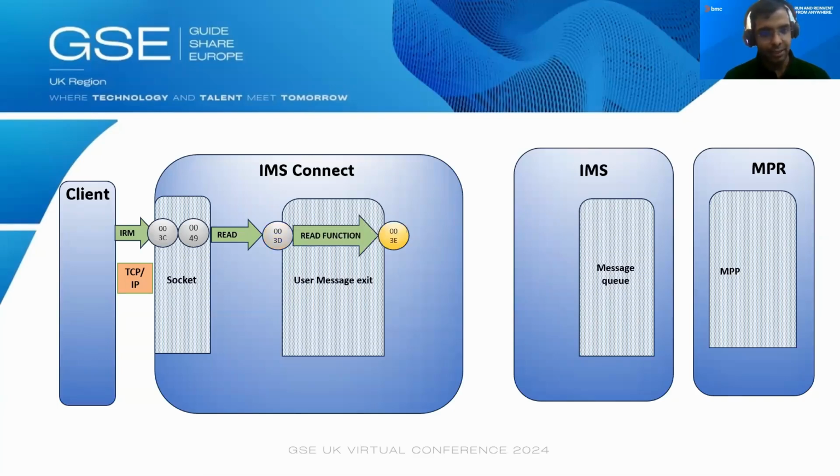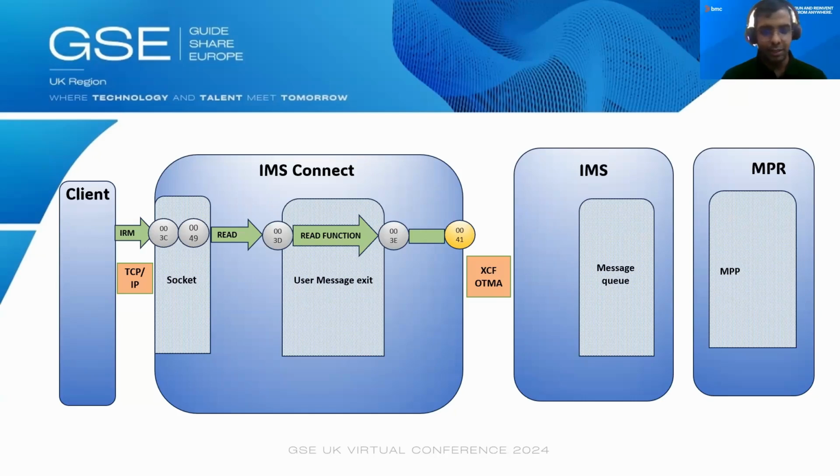Once that's done, we have the read function, and this is where the format change happens. 003E represents that the message has left the user message exit. This formatted transaction is then sent to IMS via XCF OTMA, the coupling facility that couples IMS Connect with IMS. The 0041 event ID represents that the message is sent to OTMA through this cross-coupling facility, represented as XCF.